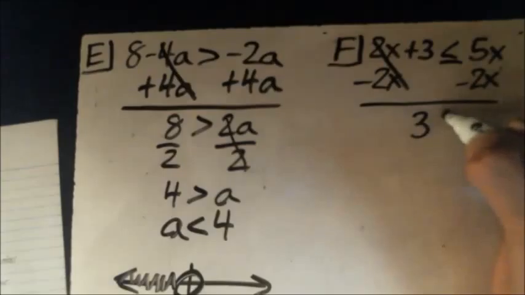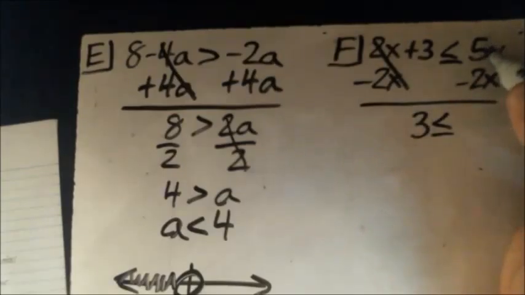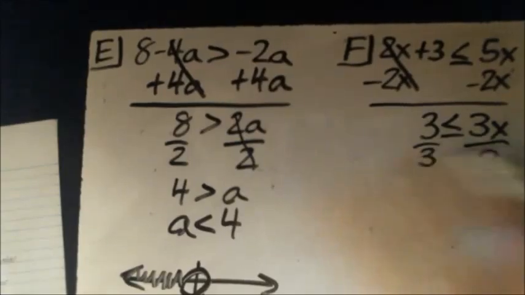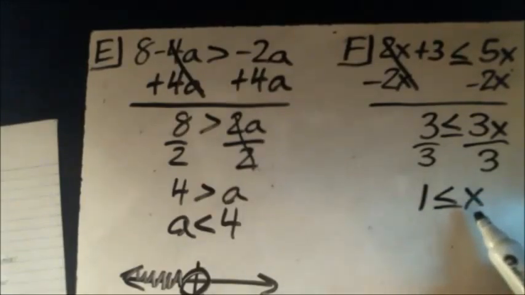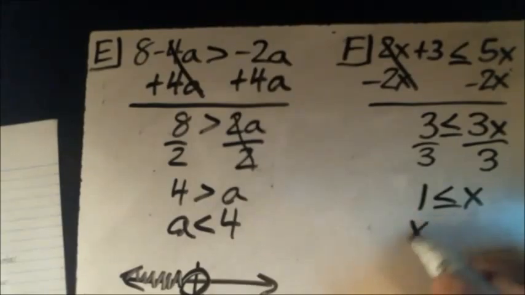So the 2x and the negative 2x cross each other out, so I've got 3 is less than or equal to 5x minus 2x is 3x. Divide both sides by 3. And so I got 1 is less than or equal to x. All right, so right now I cannot use my shading trick because my variable's on the right and I need to be on the left. So I'm going to flip around my inequality. So x is greater than or equal to 1.